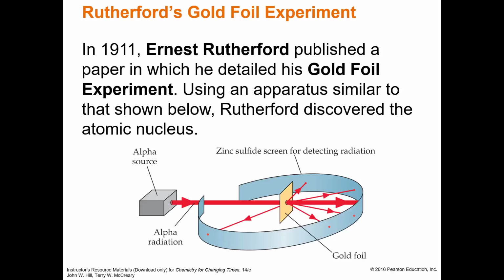Okay, so in 1911, Ernest Rutherford published a paper in which he detailed what is called the gold foil experiment. Using an apparatus similar to what is shown right here below, Rutherford actually discovered the atomic nucleus. Let's go through this experiment to see if you can understand what's going on, and you can use your critical thinking skills to dissect it and then possibly apply this in other places.